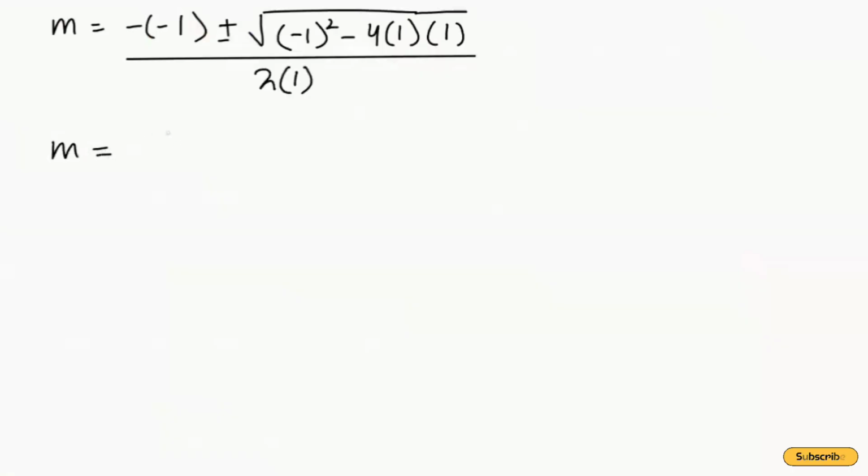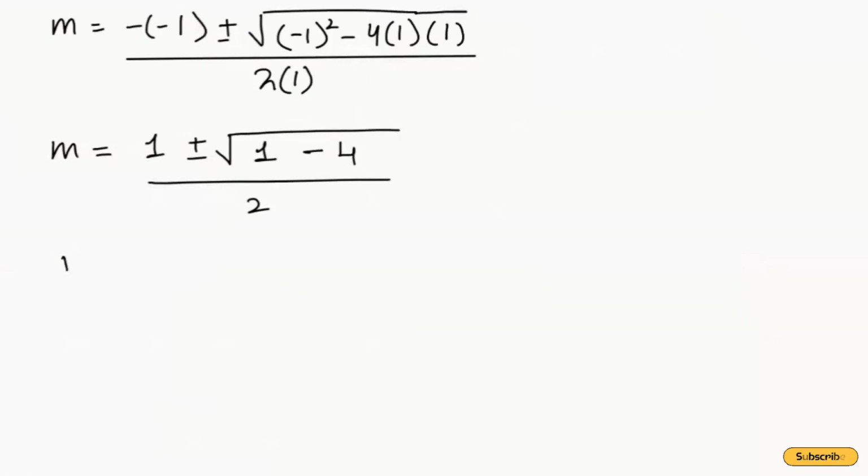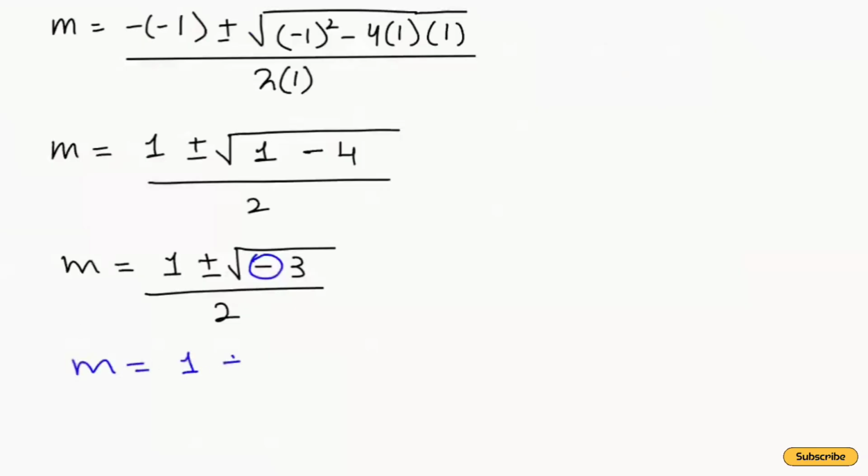This will turn to positive 1 plus minus root of negative 1 whole to the power of 2, which is positive 1, and we have minus 4, over 2. And this will turn to 1 plus minus root of negative 3 over 2. Now from this negative 3, I'm going to separate this negative sign. I'm going to write m equals 1 plus minus root of 3 times negative 1 over 2.